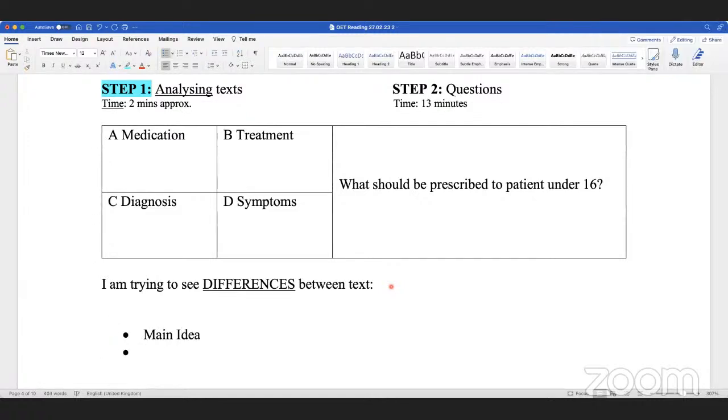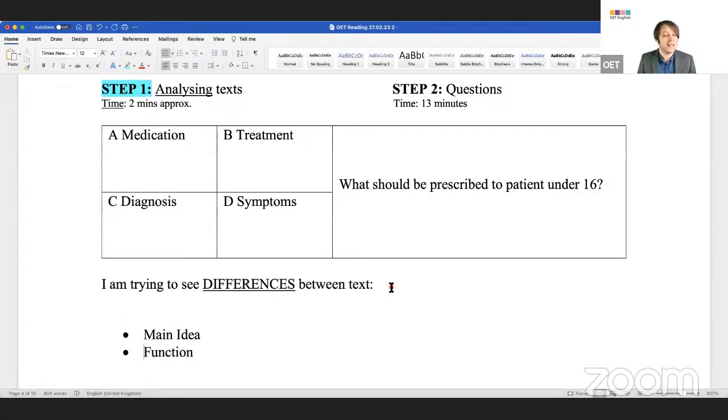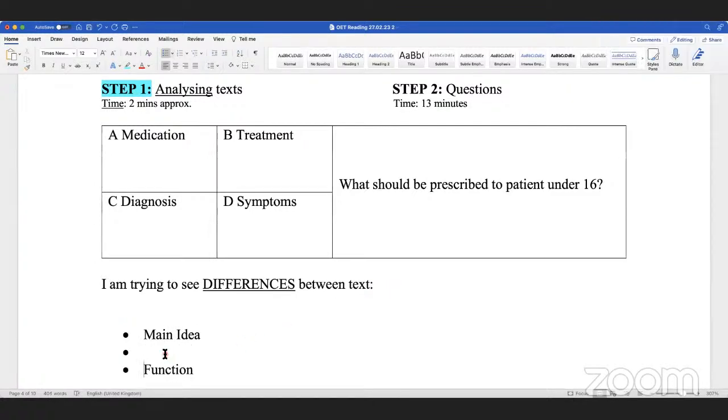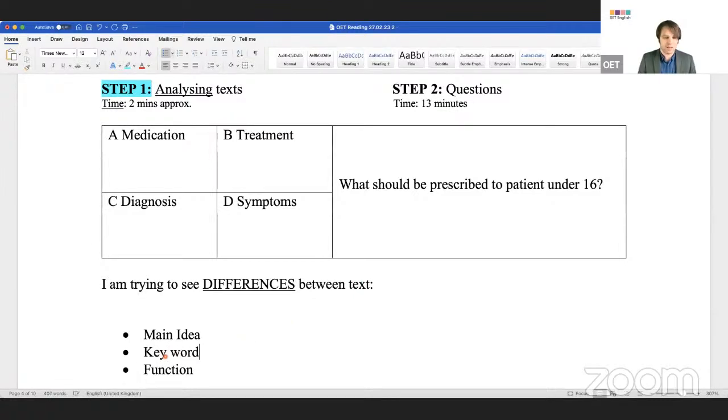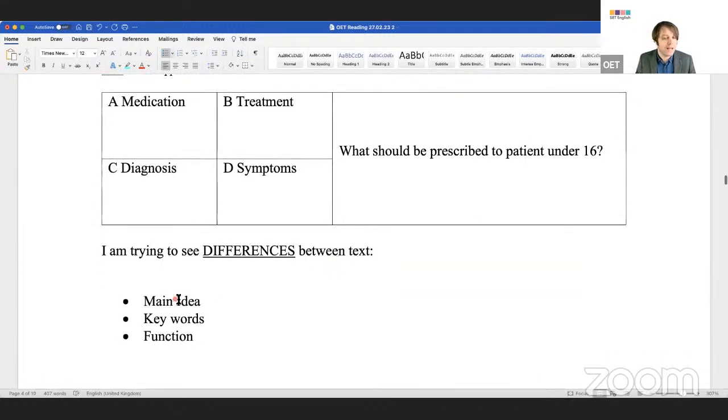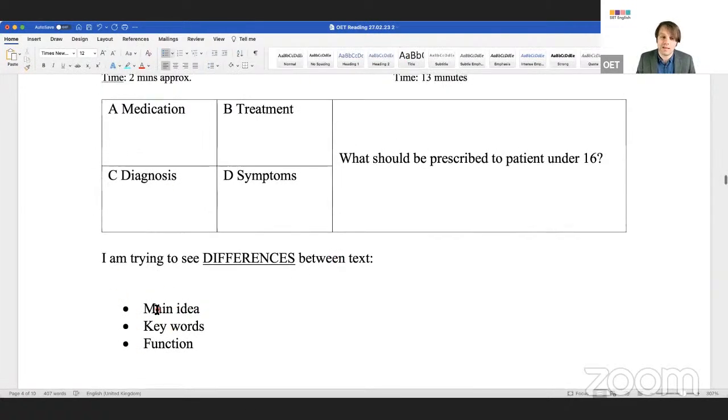Function. We can do function. We'll talk about that today. Any other way? Flowchart. Keywords. Okay, so these are the 3. I've been teaching OET a long time now, and these are the 3 ways I can think of to differentiate the texts: main idea, keywords, and function. In this class, we'll talk about all 3.